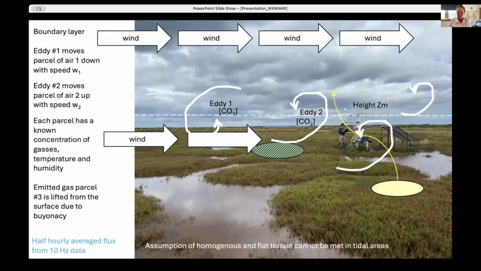And how does that work? So here's French Island, where we have very short vegetation, 40 centimeters or so.